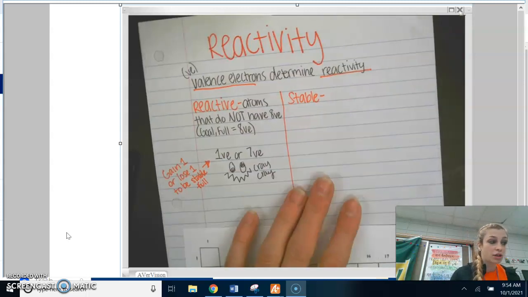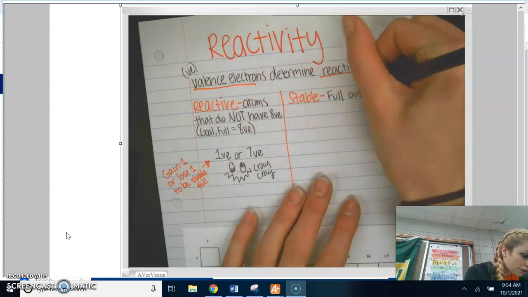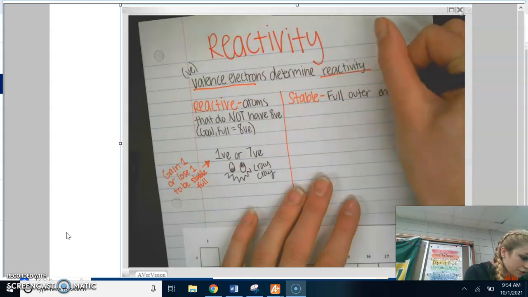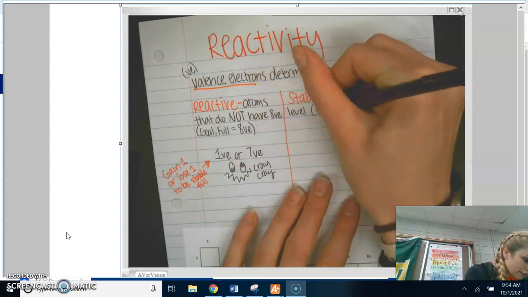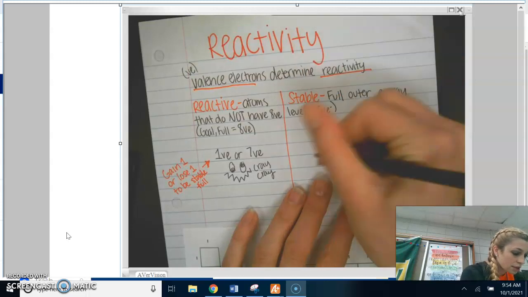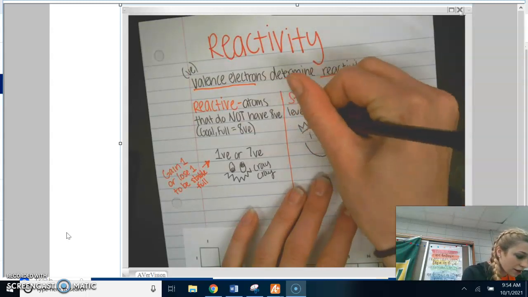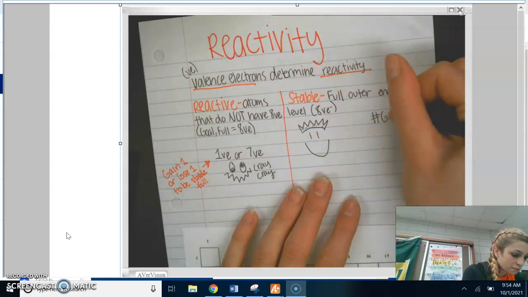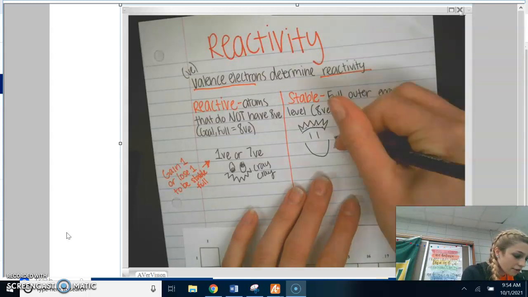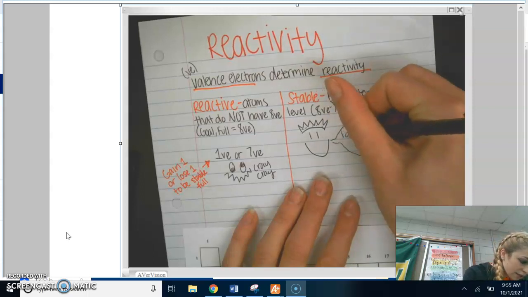Now stable is the total opposite. They have a full outer energy level. They have 8 VE. So they get a big happy face, and we're even going to give them a crown because they are like royalty. They are goals. They have all 8 valence electrons, so they don't need nobody else.